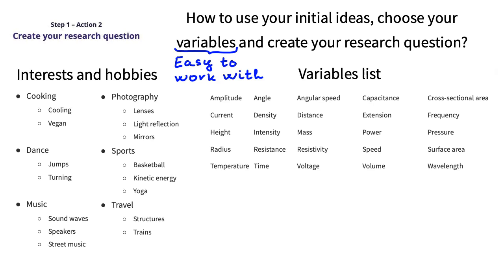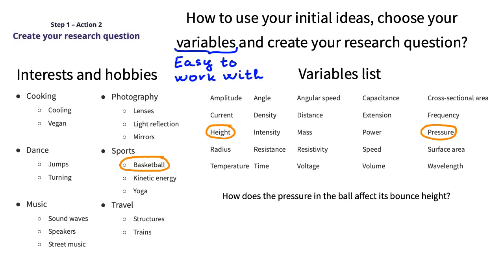So let's now see some examples of how you can use your interests and hobbies along with the variables list to create research questions. If we choose, for instance, basketball as a hobby, we can work with the pressure in the ball and bounce height. Of course, here the bounce height depends on the pressure in the ball, so pressure is our independent and height is our dependent variable. Therefore, our research question is, how does the pressure in the ball affect its bounce height?